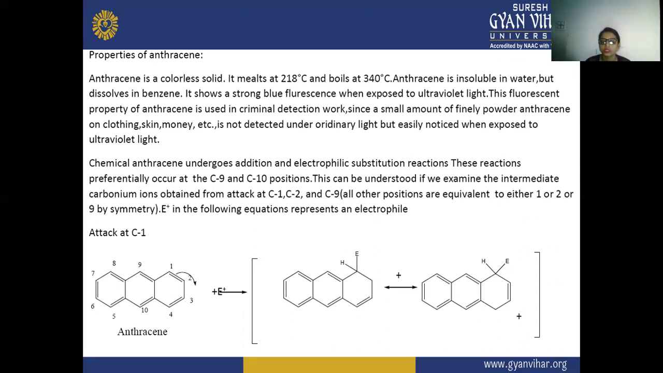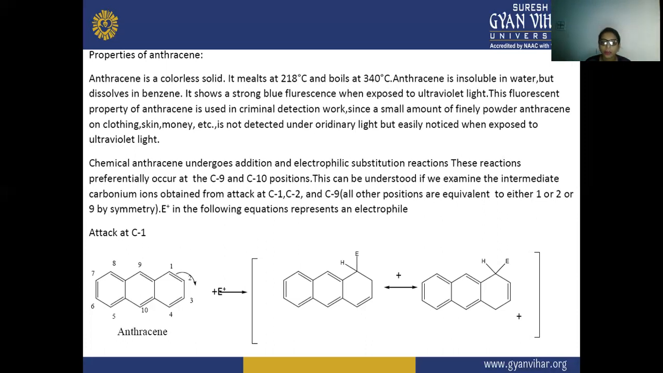A small amount of anthracene exposed to ordinary light does not show any fluorescence. But if it is exposed to ultraviolet light, it is easily noticeable. When a small amount of finely powdered anthracene is present on clothing, skin, or money, it can be easily noticed under ultraviolet light.